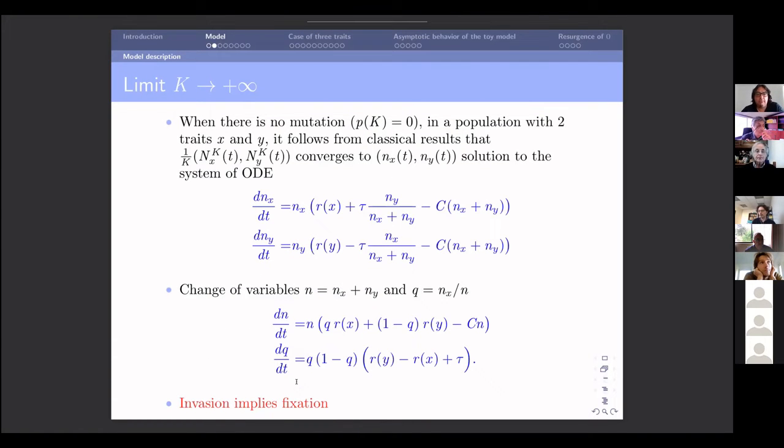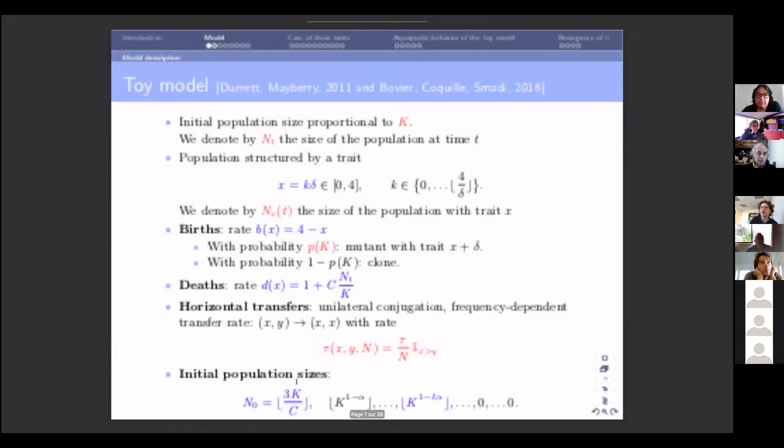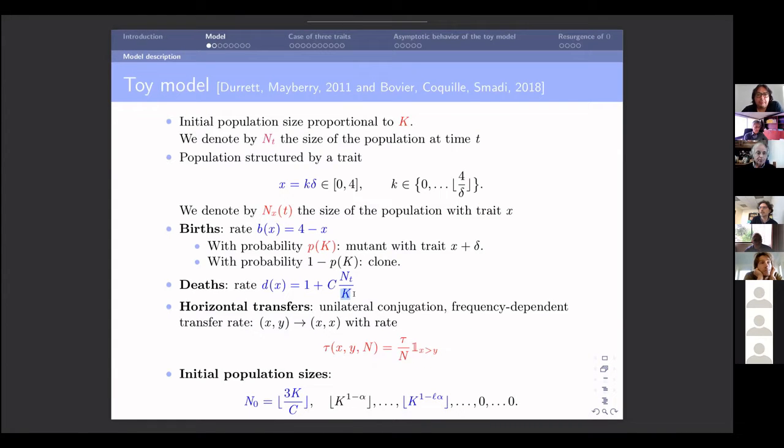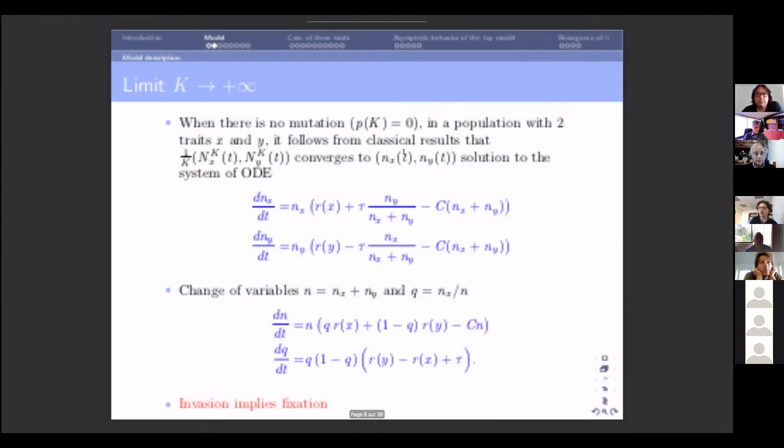First of all, let me give another motivation for the choice of frequency-dependent horizontal transfer rate, and it's given by this slide here. So I describe what happens when k goes to infinity. Let me come back. K occurs only here, in the rates and also in the initial population size. So basically, I assume that the initial vector of population size divided by k converges to something. And then I want to know what happens to the system in this limit.